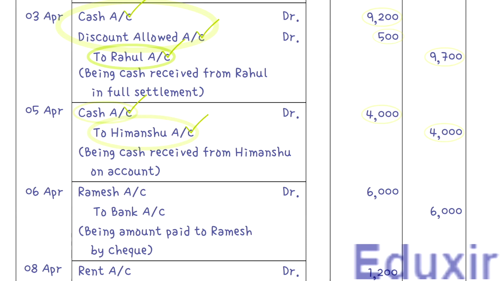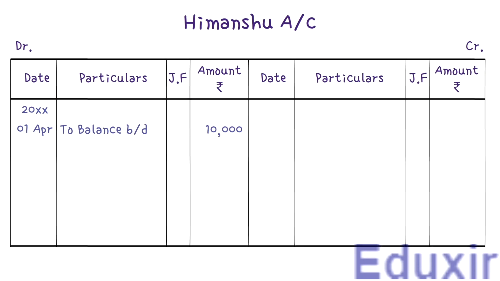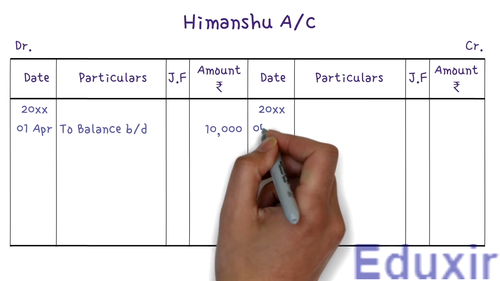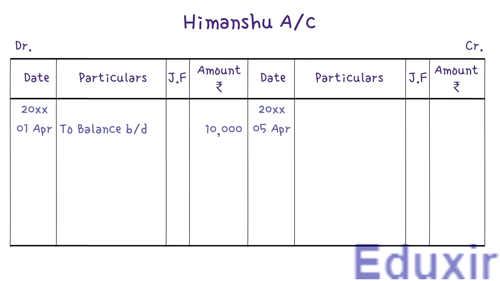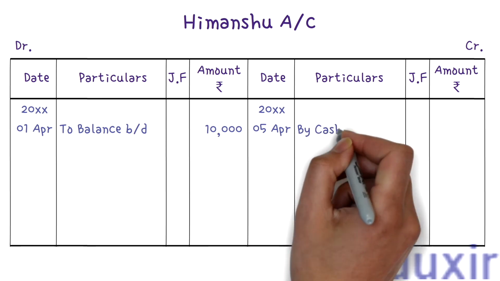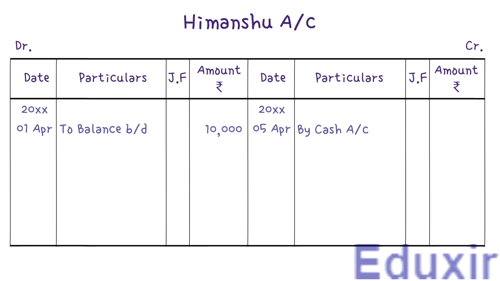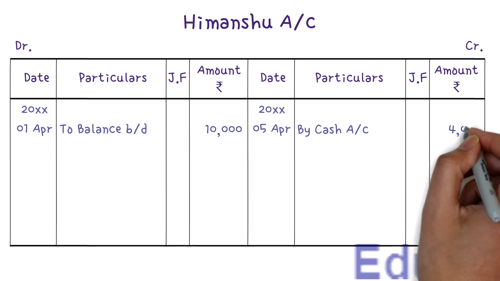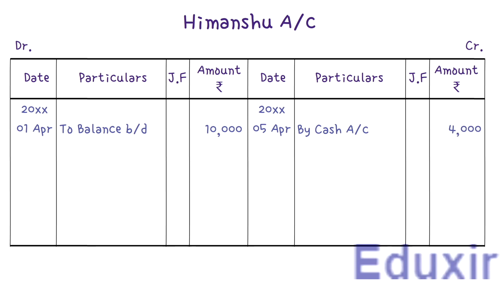As this is the first entry on the credit side, let us first write the year and then let us write the date. Let us then write by cash account into the particulars column. Let us then write the credit amount of 4000 rupees in the amount column. With that, we have completed the posting of this journal entry into Himanshu account. Let us now take up the next entry.